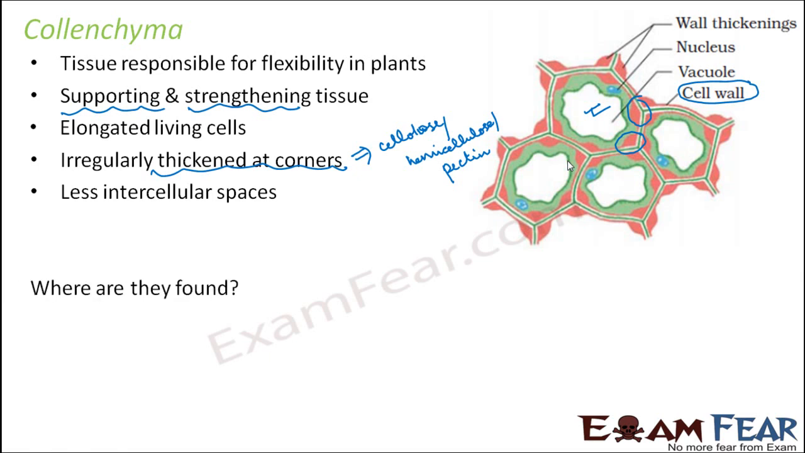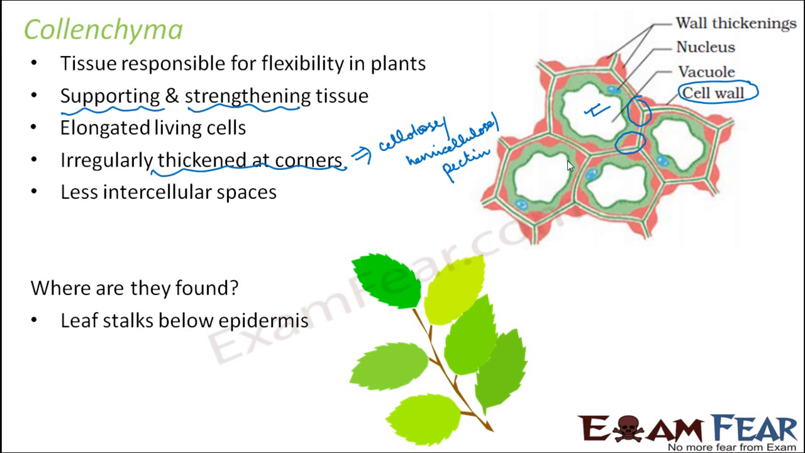Now the question is, where are they found? As I said just now, they are found below the epidermis, leaf stalks below the epidermis. So that is why you can observe maximum flexibility along this area, leaf stalks. So these are the leaf stalks, right? This area basically, this stem. So you can just twist it here and there and the flexibility is there.